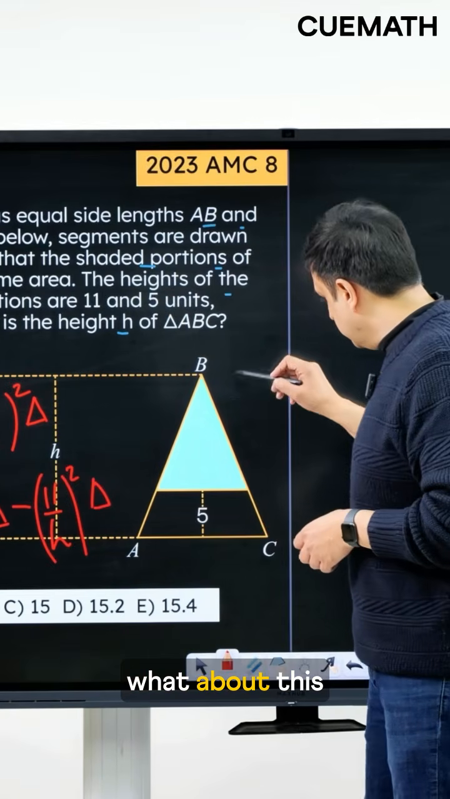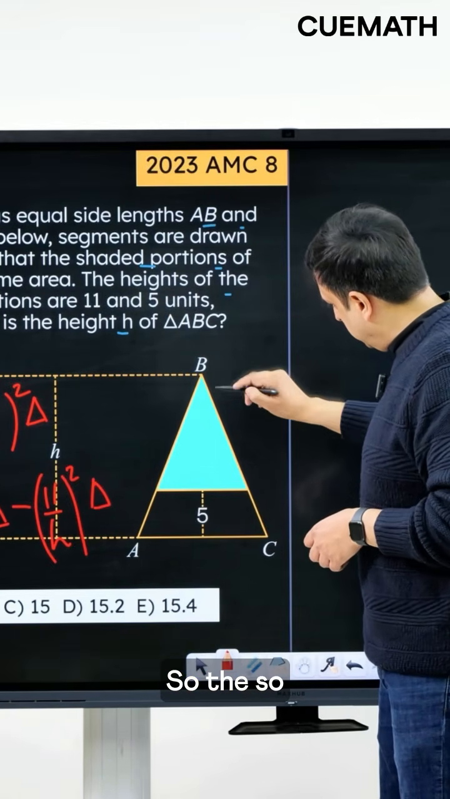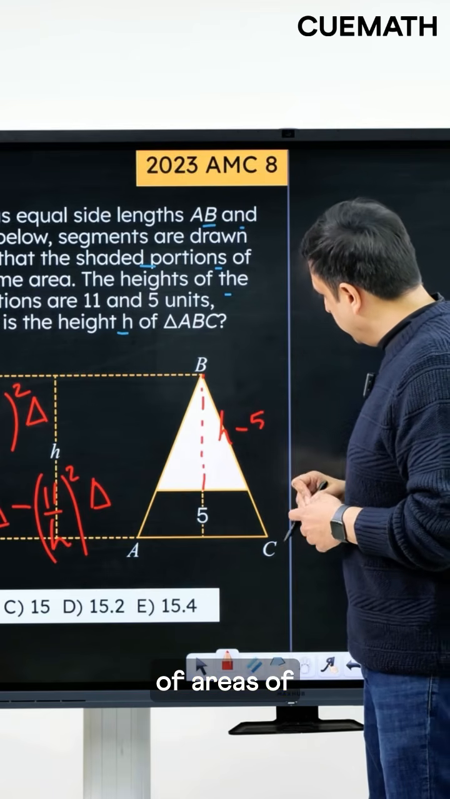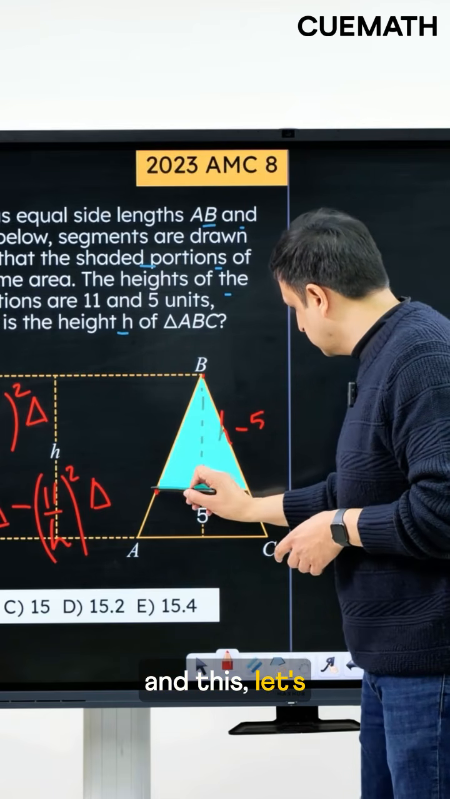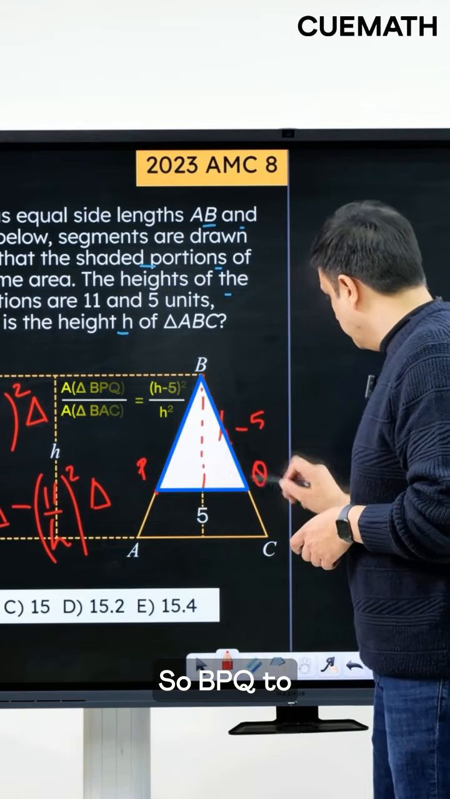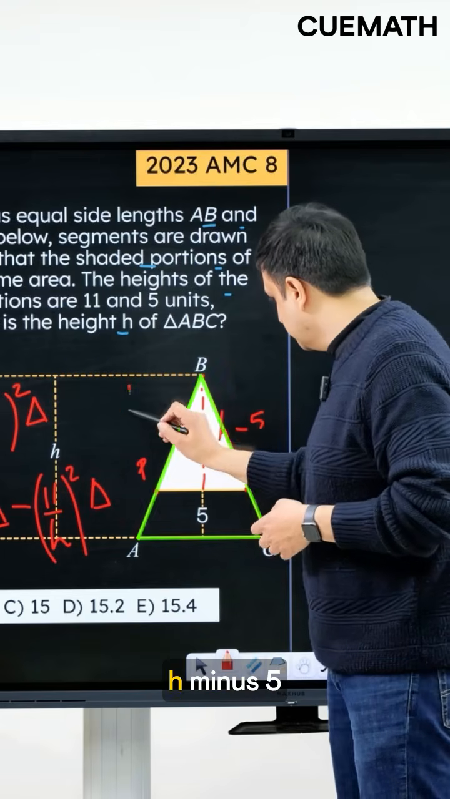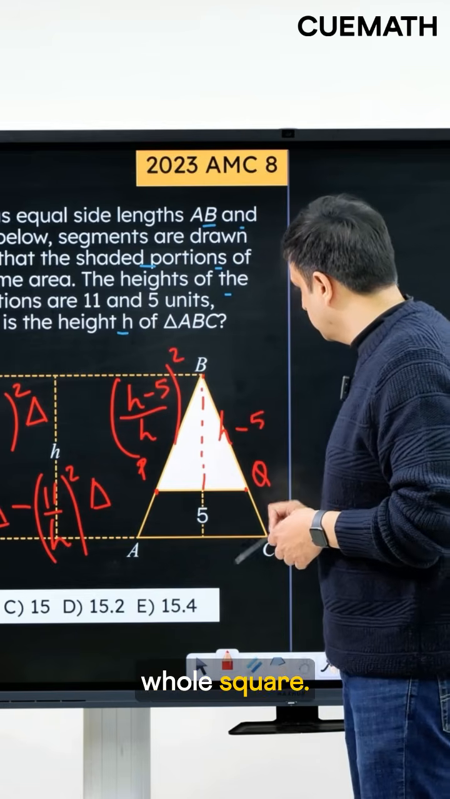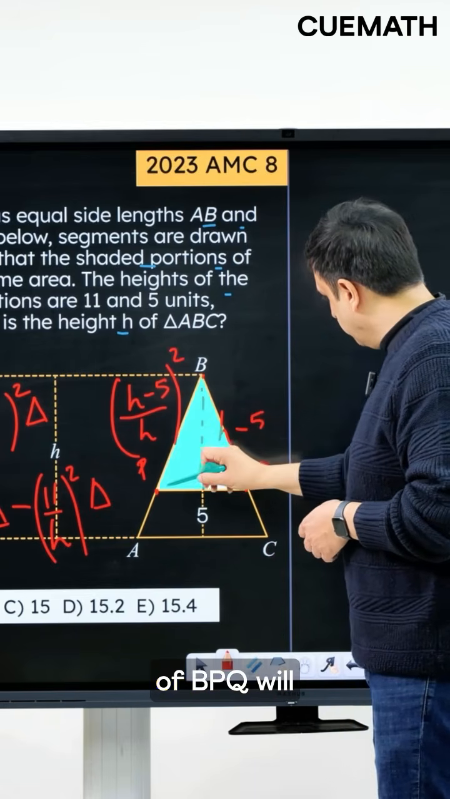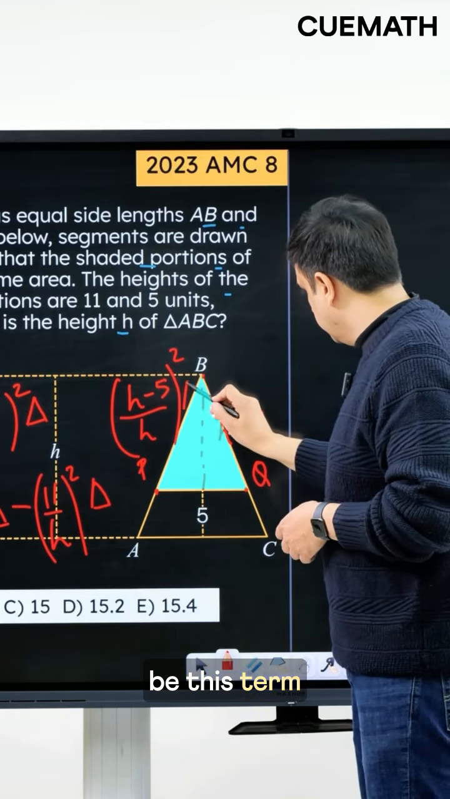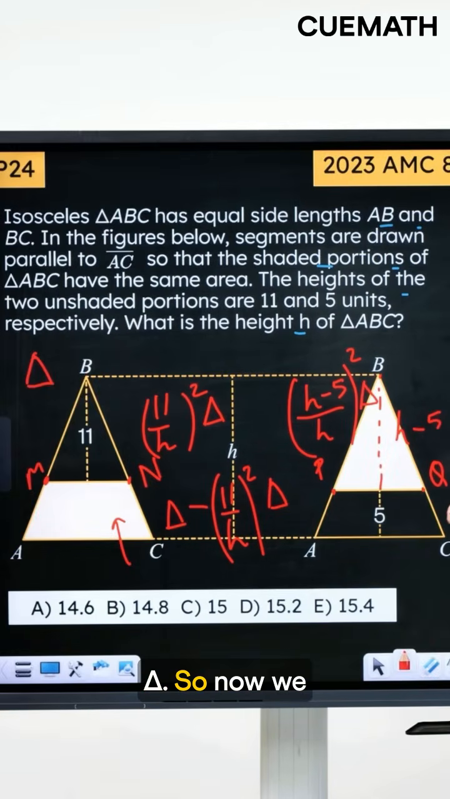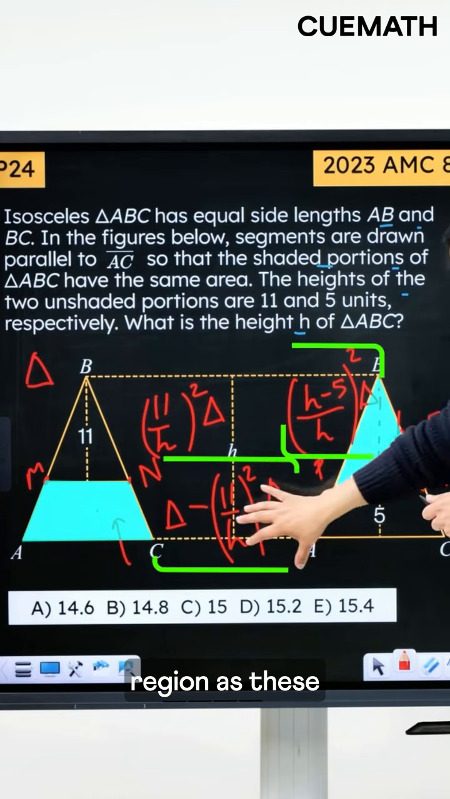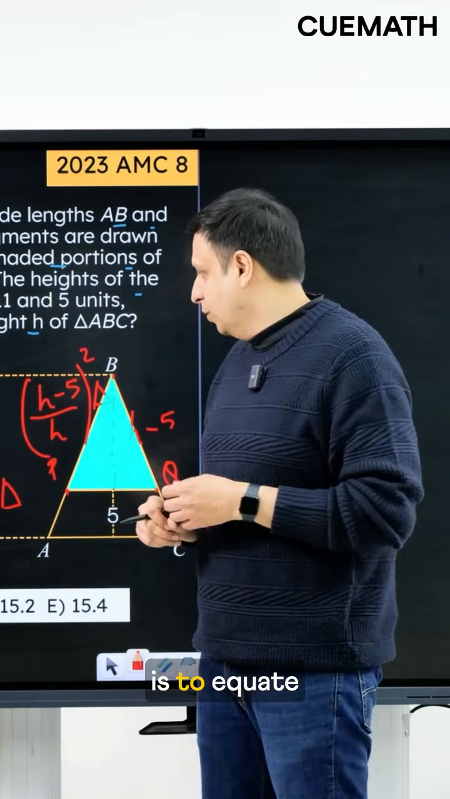All right. And what about this shaded area over here? So this height is h minus 5. So the ratio of areas of this triangle, let's call this P and Q, so BPQ to BAC will be h minus 5 by the total height h, so (h minus 5 by h) whole square. So that's the ratio, which means that the area of BPQ will be this term multiplied by the total area delta. So now we have written the area of this shaded region and the area of this shaded region as these expressions. So all we need to do now is to equate these expressions.